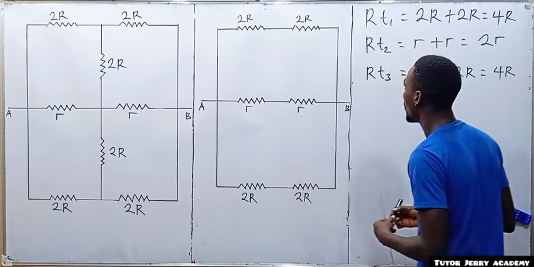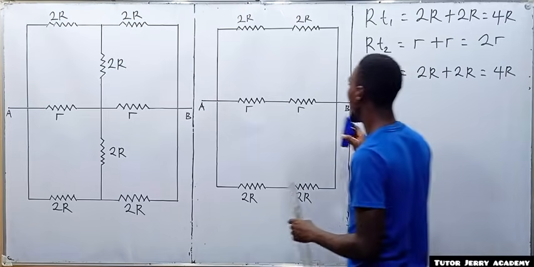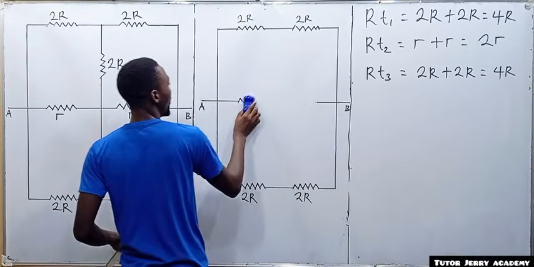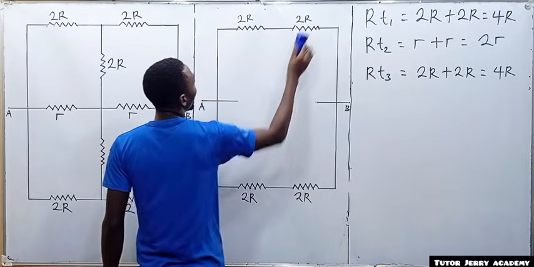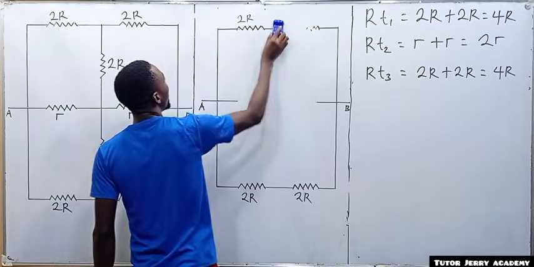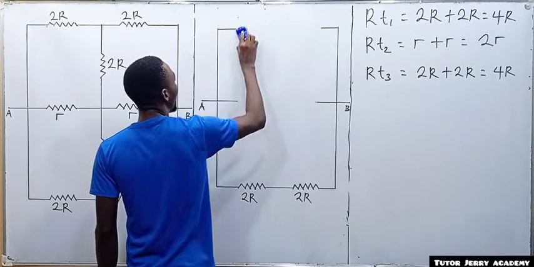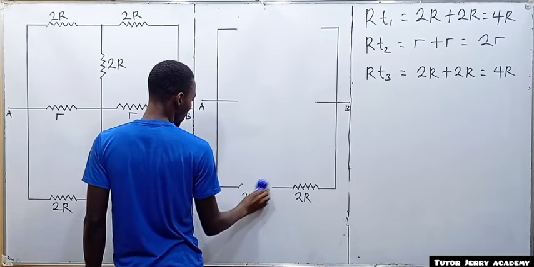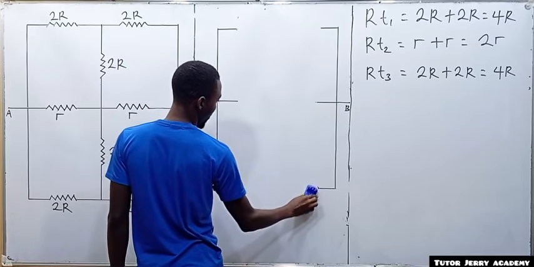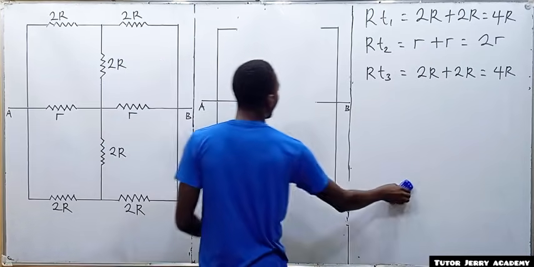All right. So it means that we are going to be replacing what we have here with just 2R, and then what we have here with 4R, and then what we have here with also 4R. I hope we understand.